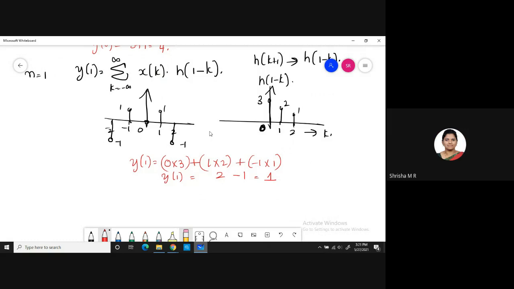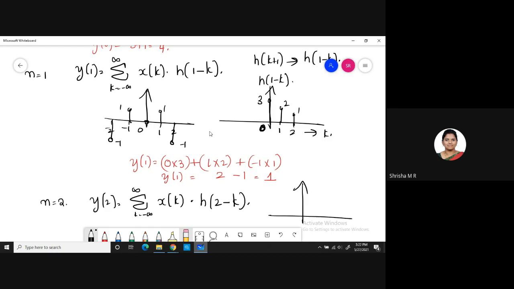Now you do n is equal to 2. So y of 2 is equal to summation k is equal to minus infinity to infinity x of k into h of 2 minus k. So just one shift to the right it will be. Whatever is at 0 will go to 1. So you will have 3 at 1, at 2 you will have 2, and at 3 you will have 1. So 3, 2, 1.